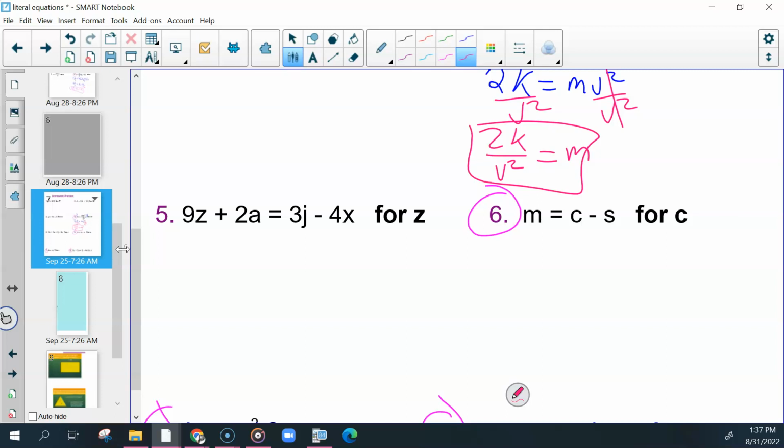For 6, we would need to add s to both sides.